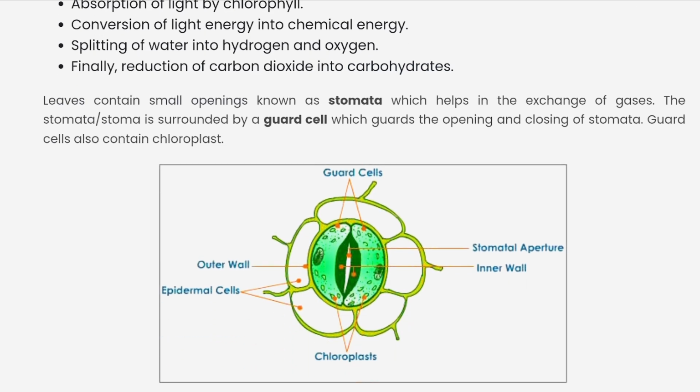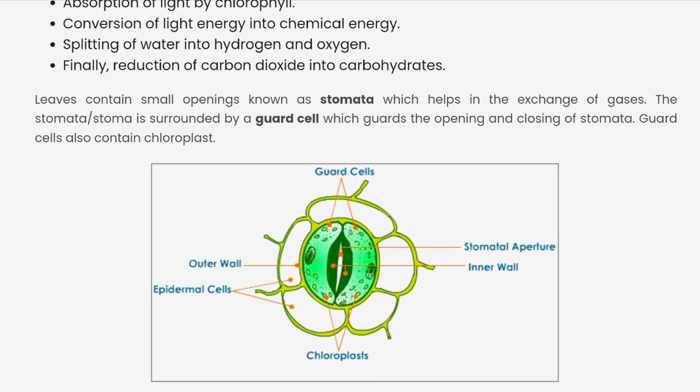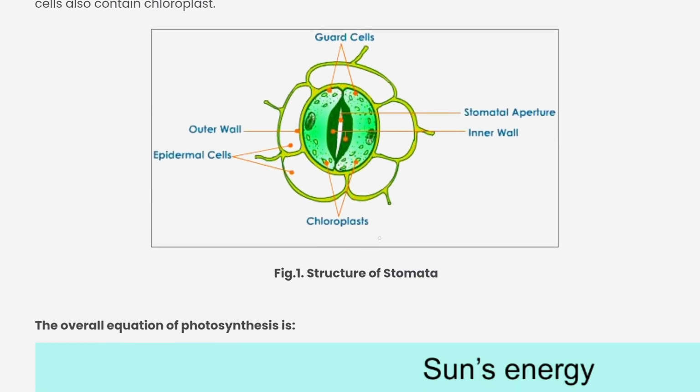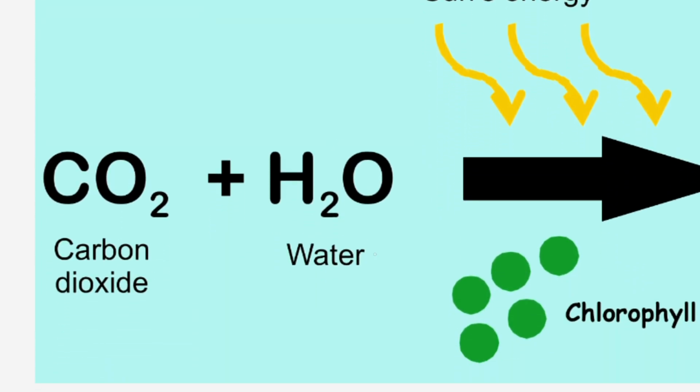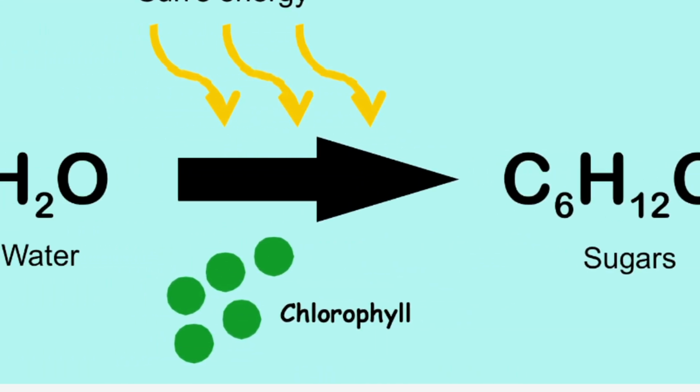Leaves contain small openings known as stomata which help in the exchange of gases. The stoma is surrounded by a guard cell which guards the opening and closing of stomata. Guard cells also contain chloroplast. Fig. 1. Structure of stomata. The overall equation of photosynthesis is. Fig. 2. Overall equation of photosynthesis.